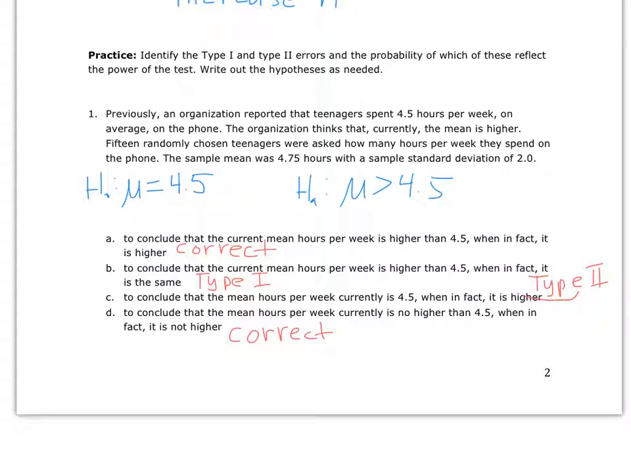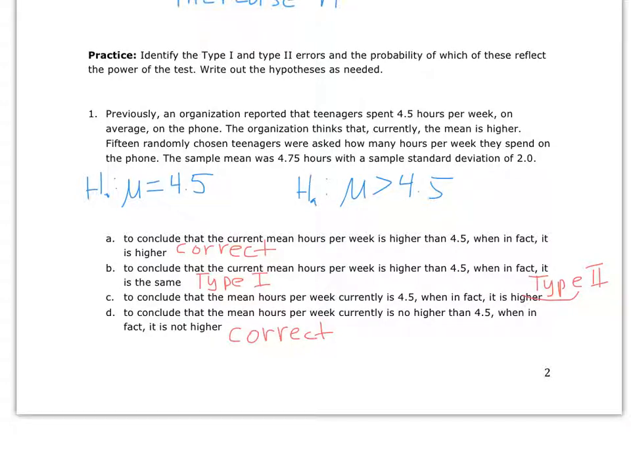Okay, let's go back and look at those correct outcomes and determine which one reflects the power of the test. So the power of the test is the probability that we reject the null hypothesis when it's false, when it's not true. Okay, so if we look back at A, we conclude that the current mean hours per week is higher than 4.5 when in fact it is higher.